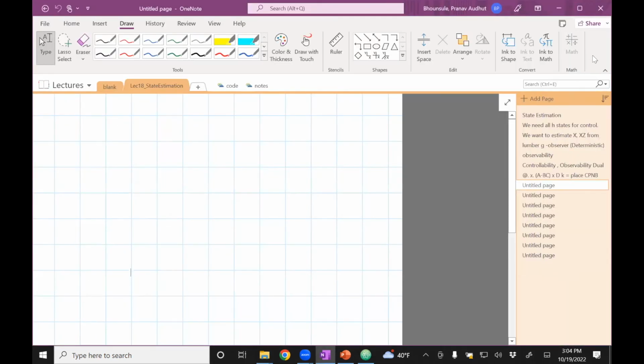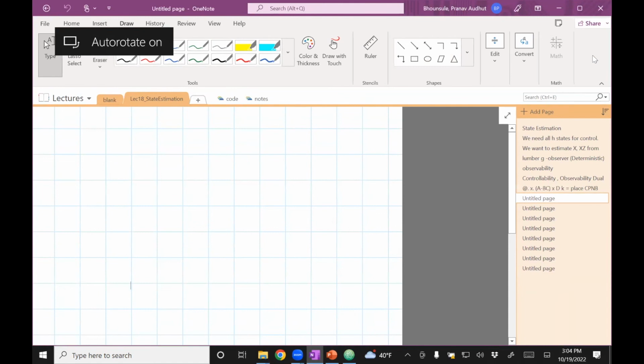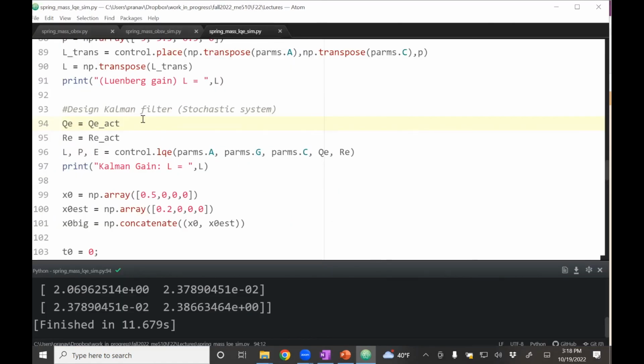Okay, now let's do the stochastic system. This will be the last step. I'll stop after that, and next week we'll get to 3D robotics, 3D dynamics, and also we'll start with the project. I'll tell you more details about the project next week.